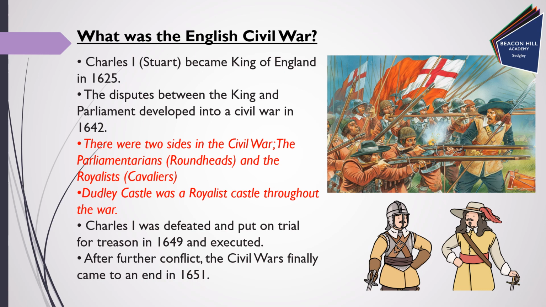There were two sides in the English Civil War. They were the Parliamentarians, who are known as the Roundheads, and the Royalists, who are known as the Cavaliers. And Dudley Castle was a royalist castle throughout the war. So the first siege or battle that Dudley Castle was involved in was in 1644, and this is when the royalists attempt to protect the castle from the Parliamentarians, which resulted in fighting in Tipton Green, which is very near to the present-day Black Country Living Museum, which is next to the castle and zoo. I'm sure lots of you have been at some point.